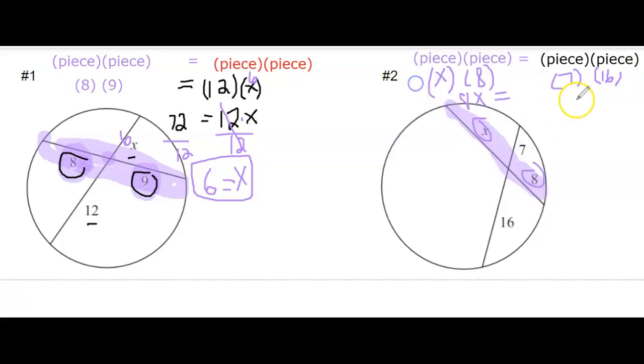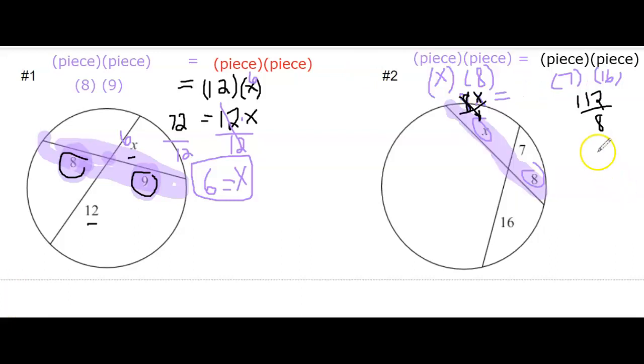Good. 7 times 16 is 112. So I have 8x equals 112. So how do I solve for x? You're going to divide by 8, divide by 8, divide by 8. So what is 112 divided by 8?